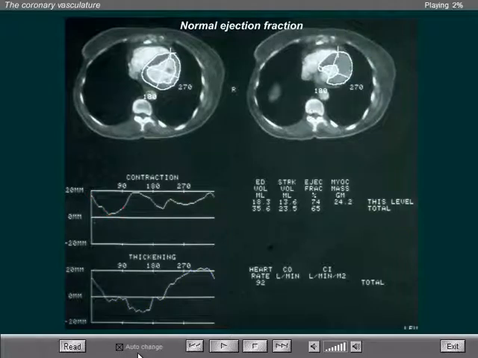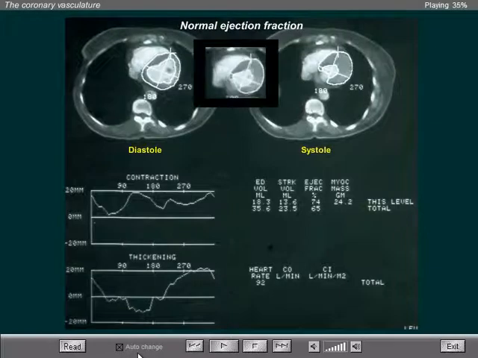This is a tracing of a normal left ventricle. Note the position of the endocardium in systole and the position in diastole. We can estimate the ejection fraction by comparing the ventricular cavity in diastole and systole. This is an example of a patient with a normal ejection fraction. Note the marked reduction of the cavity of the left ventricle at the end of systole.